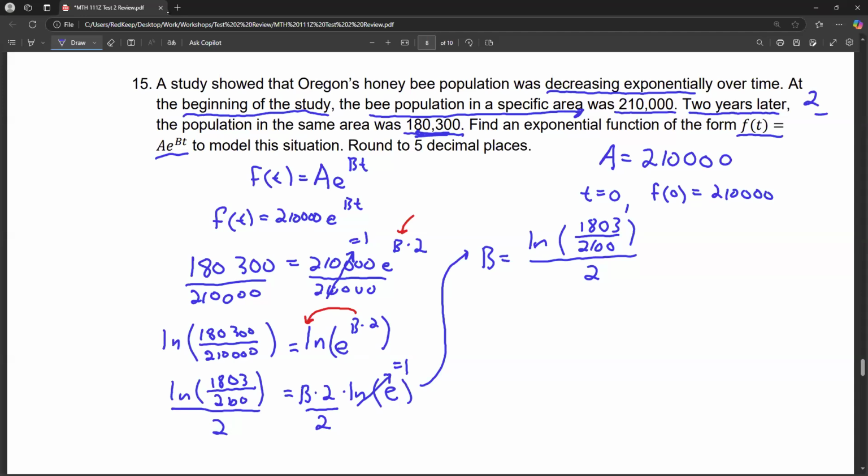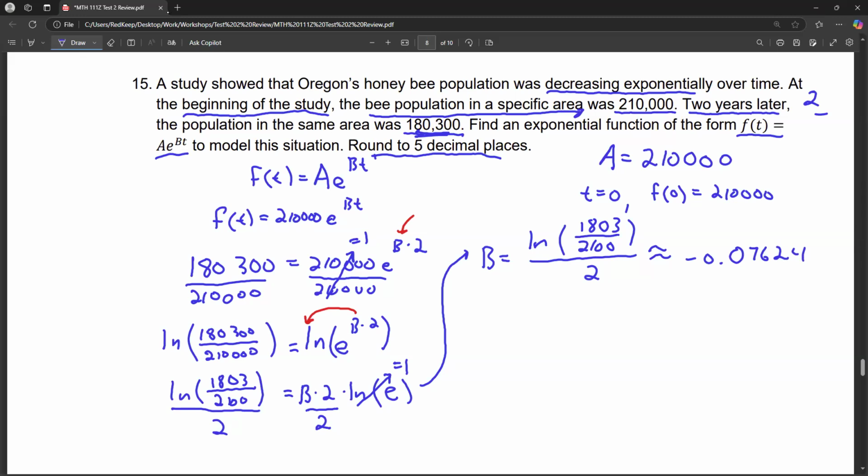But if you remember, on this one they tell us to round to 5 decimal places. So now they're giving us explicit instructions to round this value to 5 decimal places. I think it would be equal to negative 0.07624. Okay, so I believe that's my b value rounded to 5 decimal places.